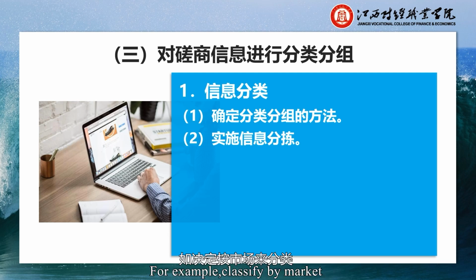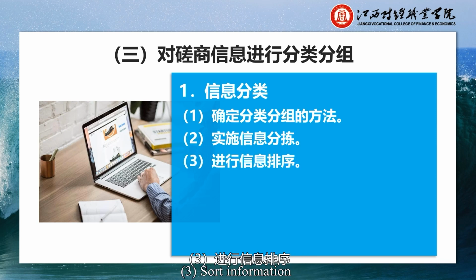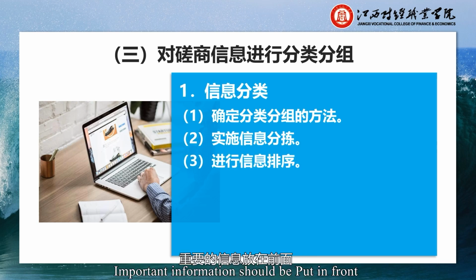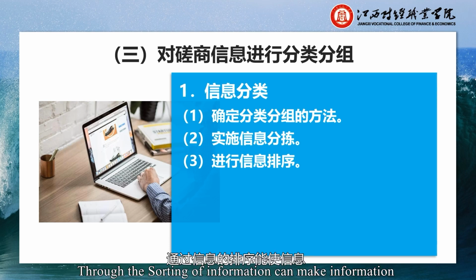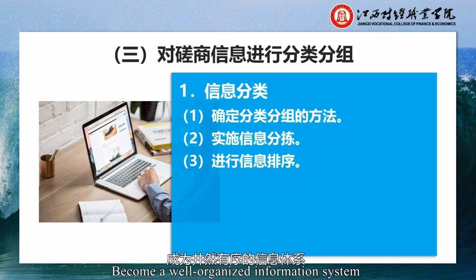Second, implement information classification. For example, classify by market, then separate the collected information of the European market, Asian market, and the American market. Third, sort information. Important information should be put in front, while less important information should be placed at the back. Through the sorting of information, we can make information become a well-organized information system.